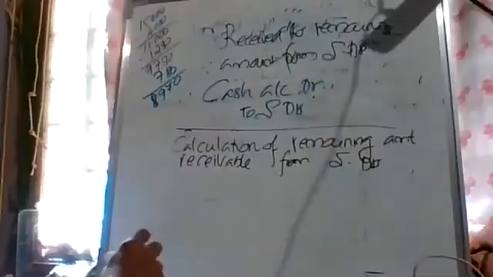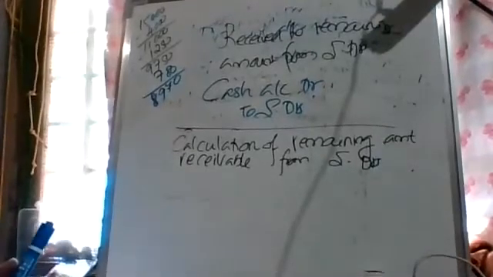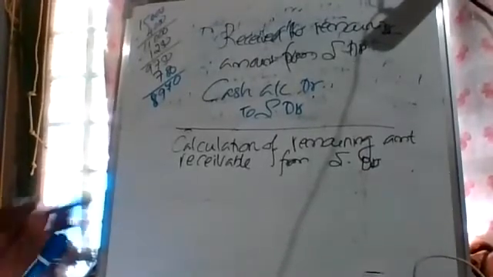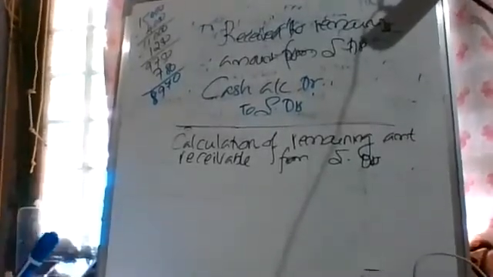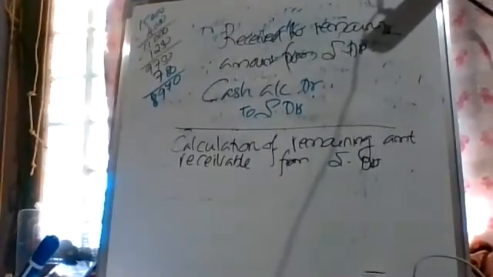Okay, tell me, what's the calculation? In the previous calculation, it was a case of purchase. What was the heading? What was the first item? Purchase. Here, what will be the first item? Sales return. Sales.